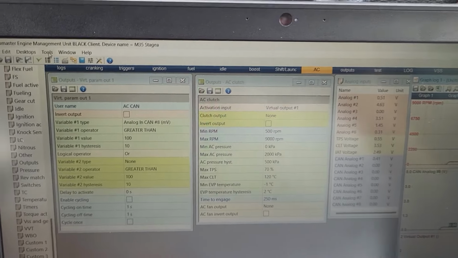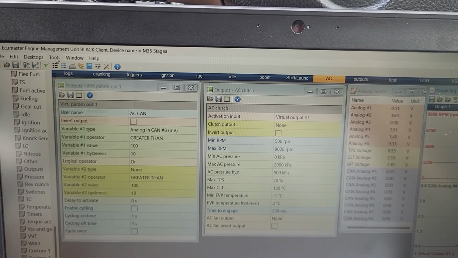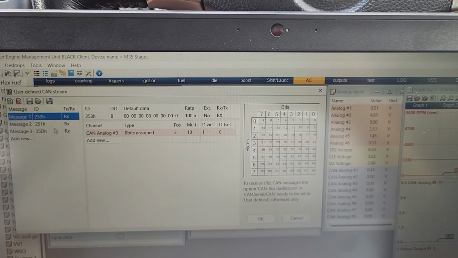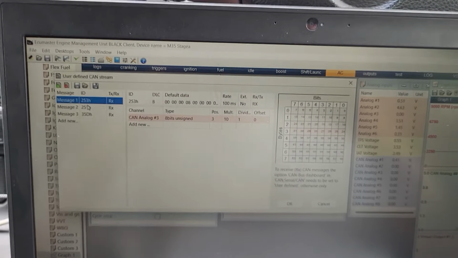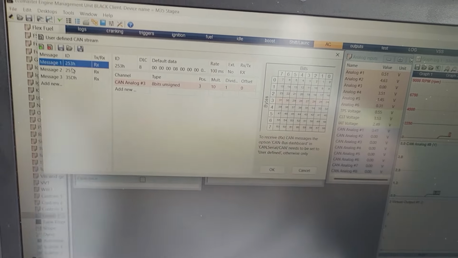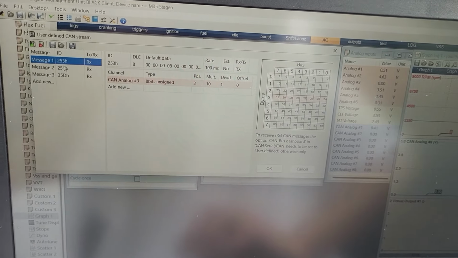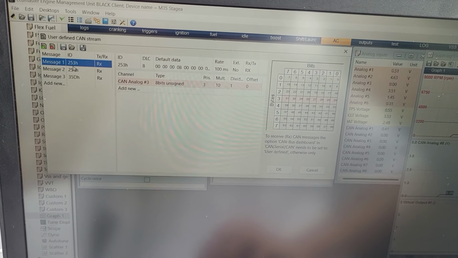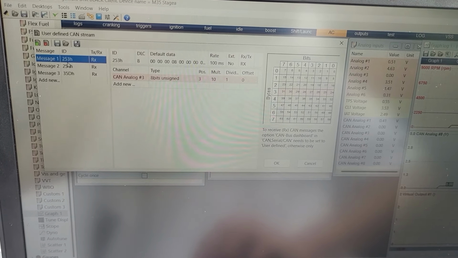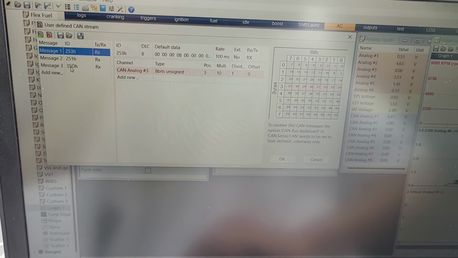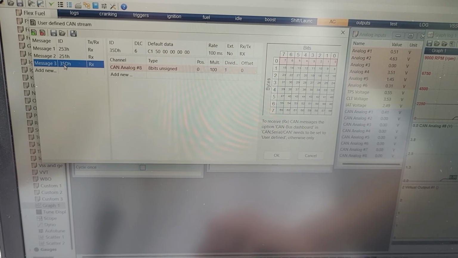So in the ECU Master software, if we come up to Tools and User Defined CAN Stream, this is where we can set up send and receive messages when we're attached to a CAN bus network. This is where you would configure a dash, I think, if you're working with that. I've already got a couple in here. One of them is for my torque reduction request. One of them is my gear position when in manual mode. And message 3 is what we've set up today.